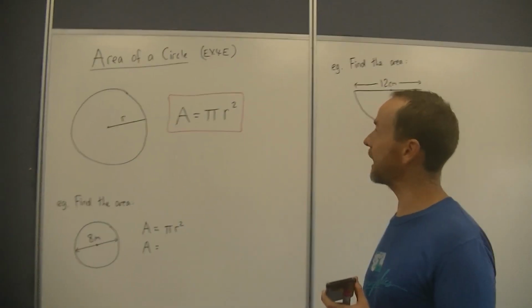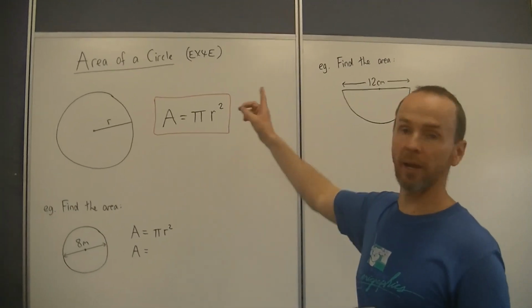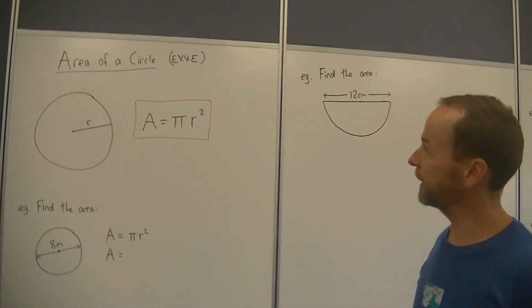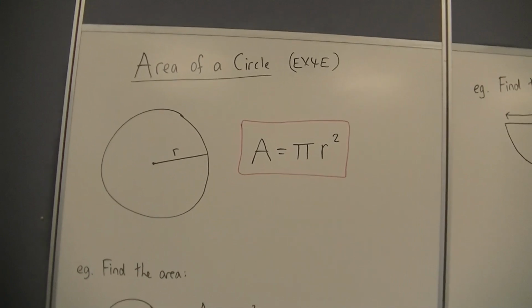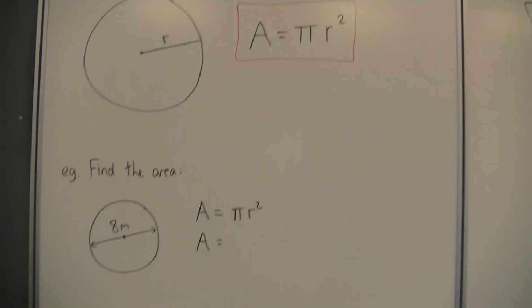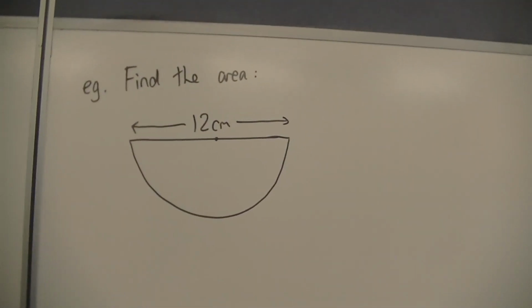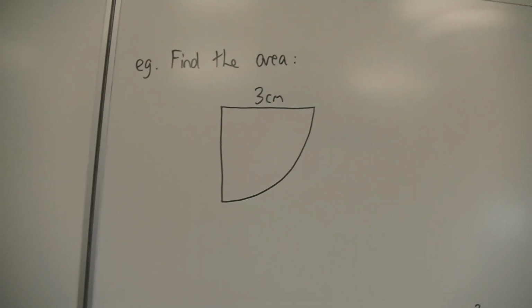Hey Year 8s, we are up to area of a circle, exercise 4E. So I'll let you copy down the notes, and again there's not many notes for this one. Leave a space for each exercise, each example I mean.